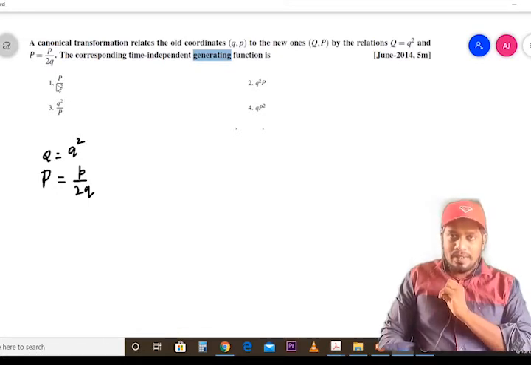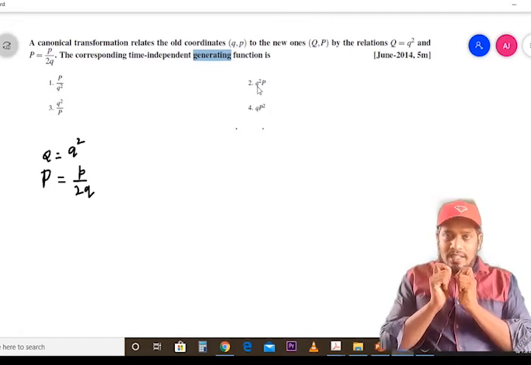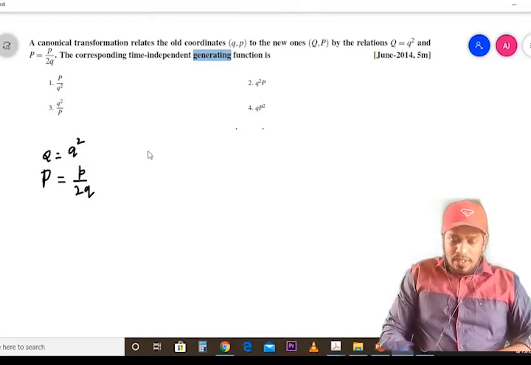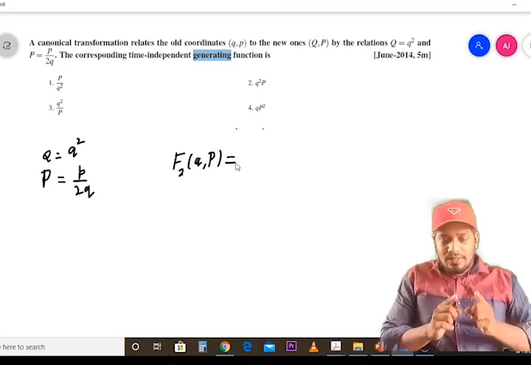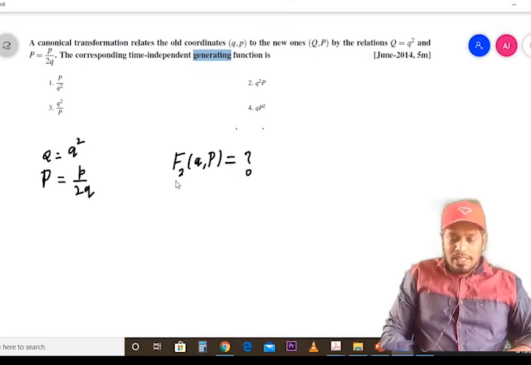Here, look at the answer. If you look at the four options, they have the new momentum and the old position coordinate. So the given generating function may be one of these answers, but it is a type 2 generating function. So we need to find the generating function F2, of the old position coordinate and new momentum coordinate, because all of the answers are functions of these two variables. So we have to write the corresponding equations for the type 2 generating function.